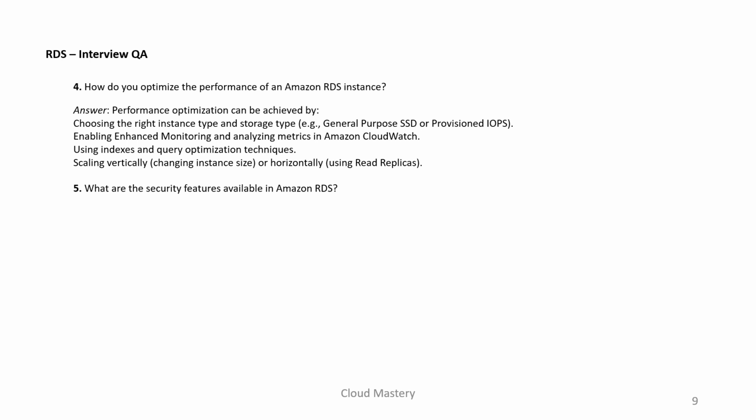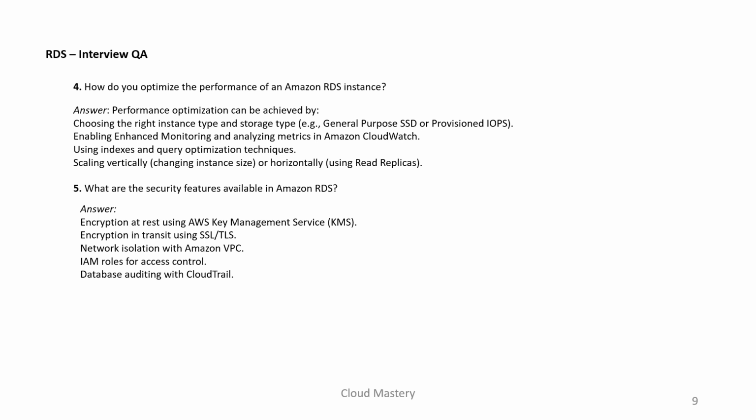What are the security features available in Amazon RDS? Suppose a client requests a new requirement for RDS and asks about the security elements. How will you secure the database at their level? You can answer that we have multiple options like encryption at rest using the KMS service. There is the Key Management Service from AWS, where you can enable encryption. Or you can go with encryption in transit using SSL and TLS as well.